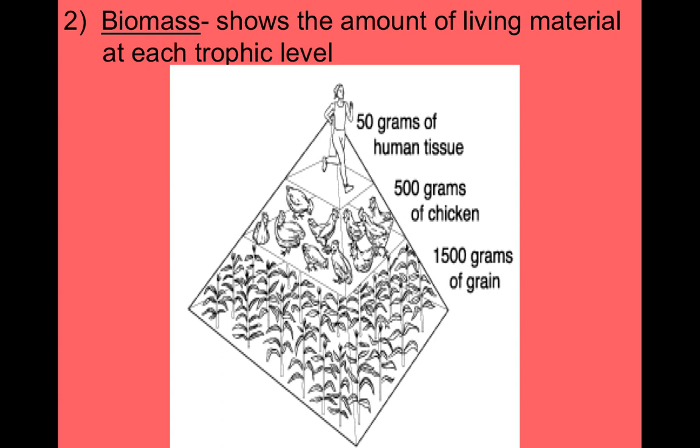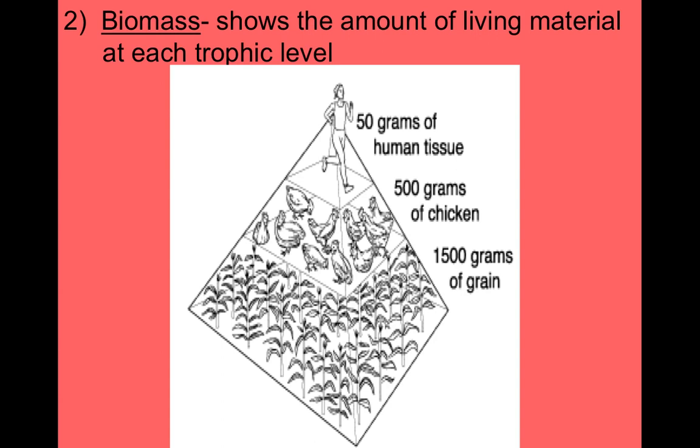All right, the next type of pyramid is a biomass pyramid. Mass means an amount of material. Like you could have a bowling ball that's the same size as a balloon, but the bowling ball is way more massive because it's just got way more material and atoms in it.